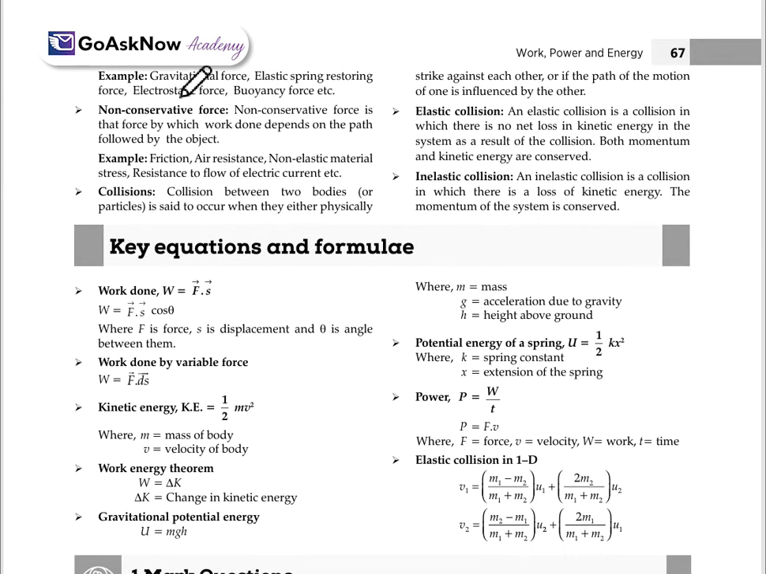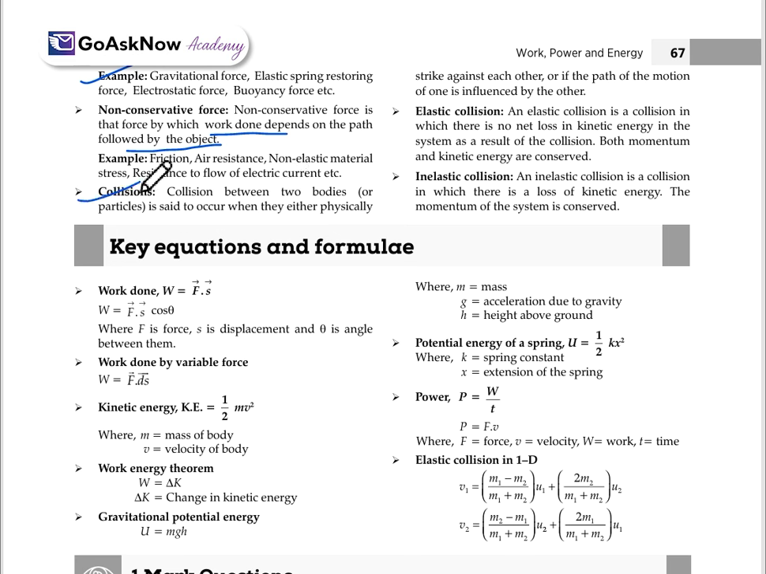Examples of conservative force are gravitational force, elastic spring restoring force, electrostatic force, buoyancy force, etc. Now, non-conservative force. A non-conservative force is that force by which work done depends on the path followed by the object. Examples are friction, air resistance, non-elastic material stress, resistance to the flow of electric current, etc.